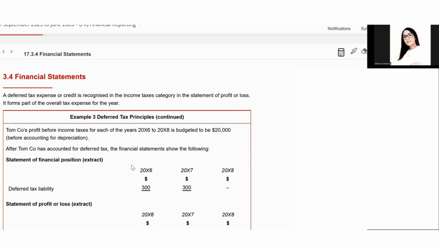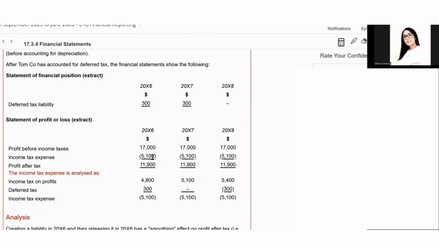Now let's look at financial statements, how they will look like and how you will present them in your financial statements. So in the statement of financial position, you will have a separate line item, which is called deferred tax liability. So you will have here 300 because of the year balances, and here you will not have anything.